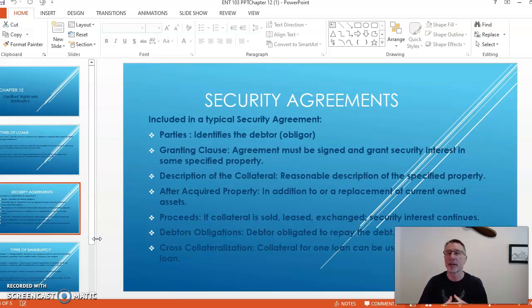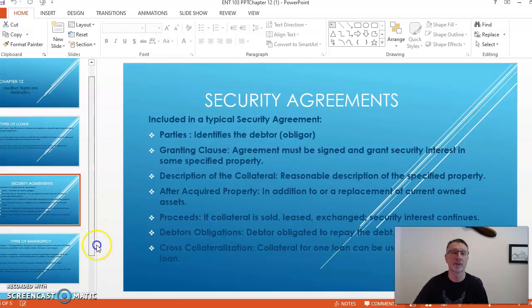After acquired property, in addition to or replacement of a currently owned asset. So what's the property? What's the value of that property? What are the proceeds if collateral is sold, leased, or exchanged? What are the obligations as the debtor? So what are you obligated to pay? And then even cross collateralization, when you get people who co-pay for loans and things like that, they're also liable as well.